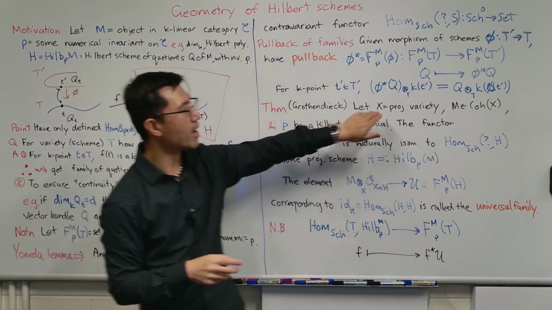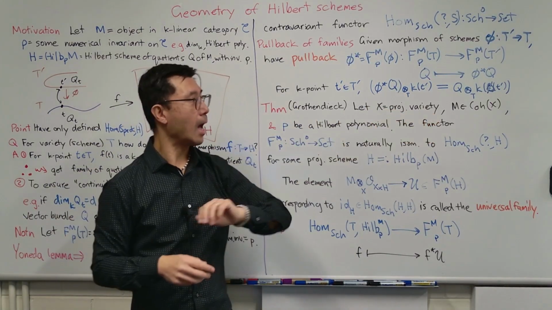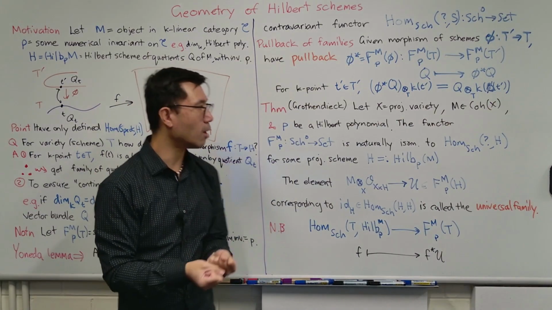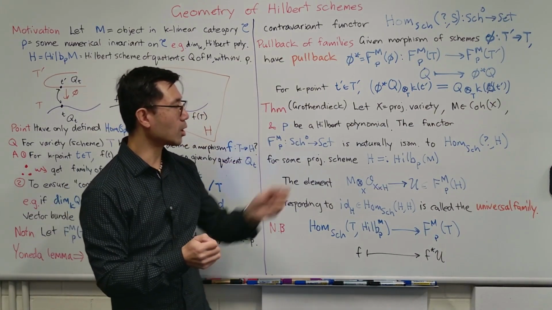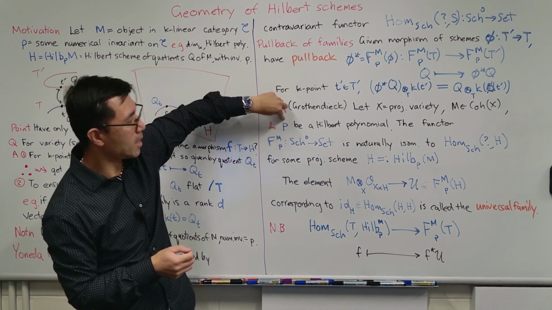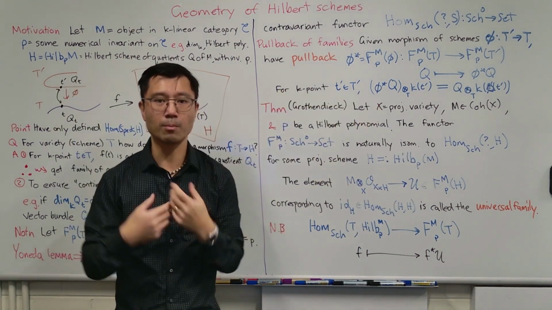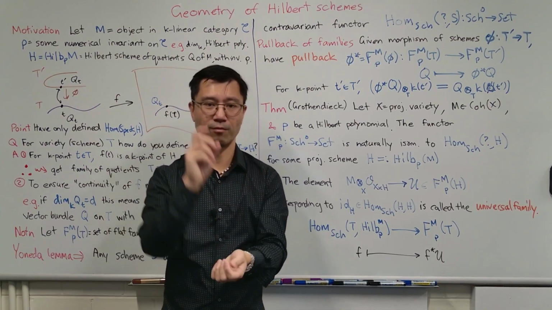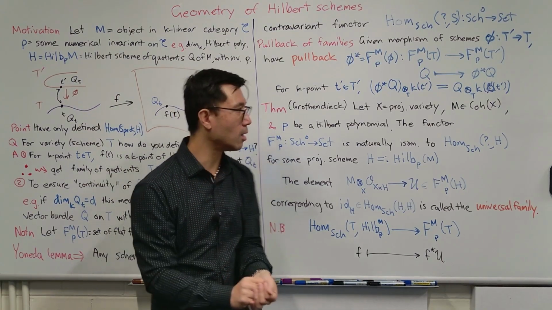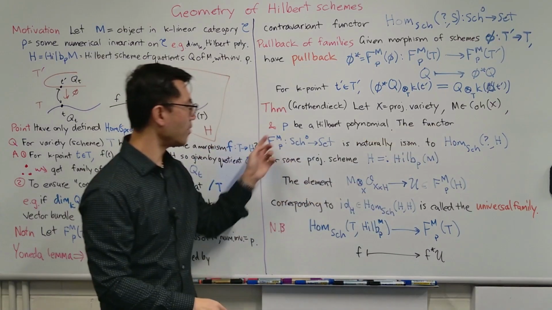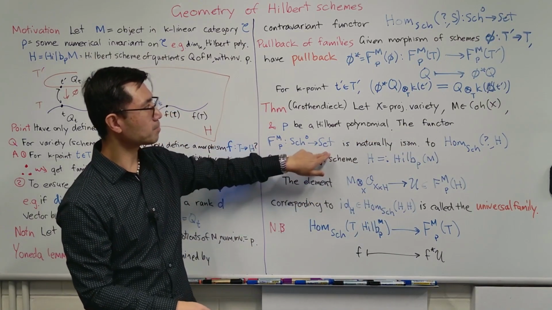Suppose you have X as a projective variety, and M is some sort of coherent sheaf on X. We want to look at quotients of this M. We don't want to look at all the quotients, only the ones with a fixed Hilbert polynomial P. That could be a constant polynomial, which means you're just looking at quotients of a fixed dimension over the field K. And then we've defined this functor FMP from schemes to sets.